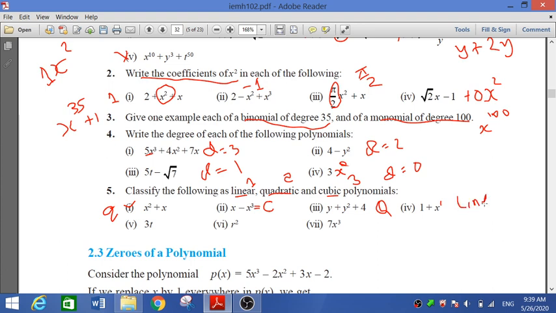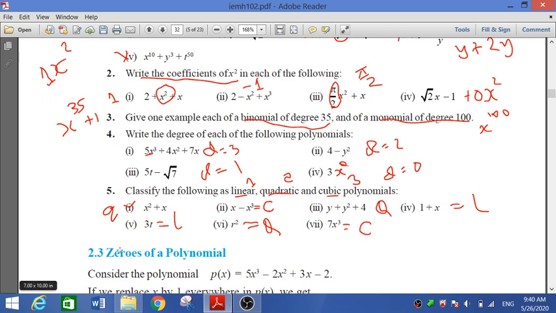What we have to write? Linear, or we can say L. Because degree is 1, so we can say linear. Here again 3t, power is 1, so we can say linear. It is also linear. Here answer is L. Again here answer is L. Again here answer is Q, quadratic. Why? Because of power 2. Here power is 3, so we can say cubic.